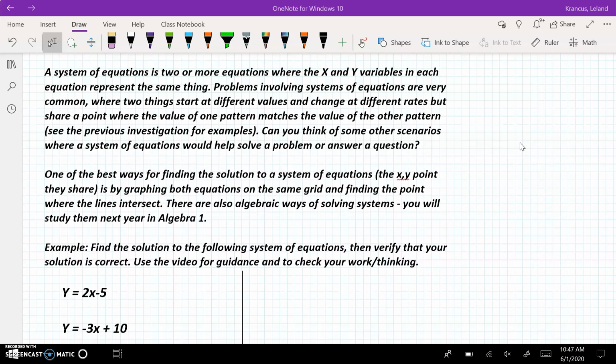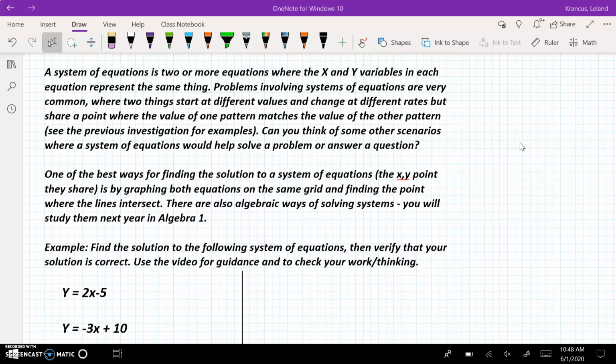So they can go on the same graph, and an xy point on that graph means the same thing for both equations. So these problems are actually really common, where two things start at different values and change at different rates, but they share a point where the xy solution for one equation matches an xy solution for the other equation. That shows up on a graph as an intersection point of the two lines, or in a pair of tables, it would show up as the xy point in each table that is exactly the same. And then next year, you'll learn how to set up an algebraic way of solving these, which actually saves a lot of time and is much more precise than using a table or a graph to solve.